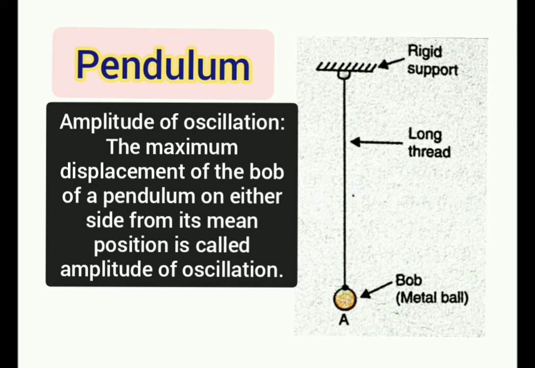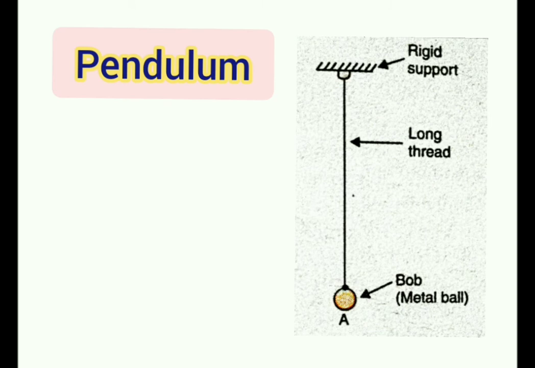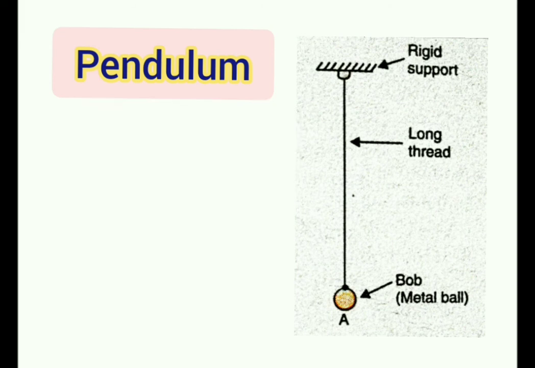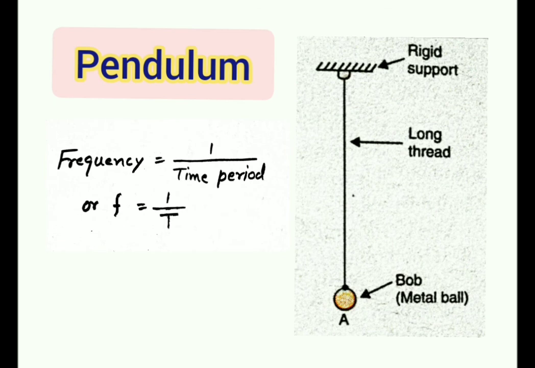And the last important term related with the simple pendulum is frequency of oscillation. Frequency of oscillation can be defined as the number of oscillations completed in 1 second. And mathematically, frequency is the multiplicative inverse of the time period if calculated in seconds.